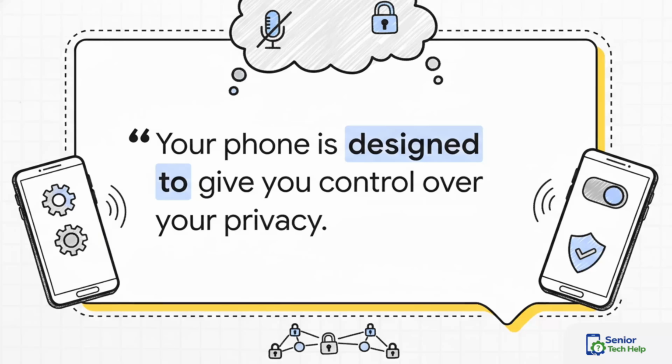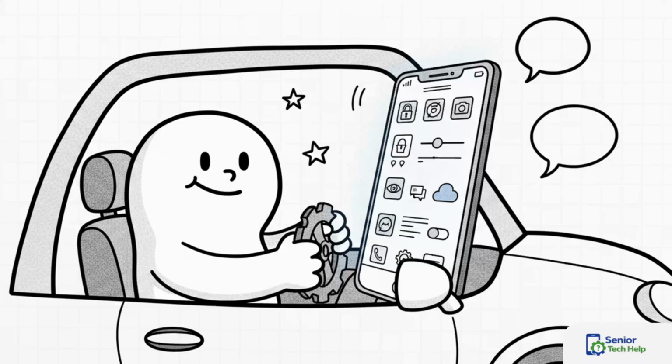Let's end with this really important idea. It's so easy to feel like our phones are working against us, but it's good to remember that they are actually designed with tools built right in to give you control over your own privacy. And that's really what this is all about. By taking just a couple of minutes to check these settings, you are putting yourself in the driver's seat. You are the one who decides what your apps can and cannot do.